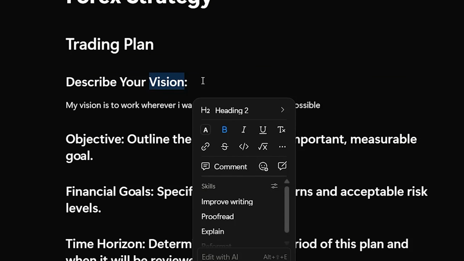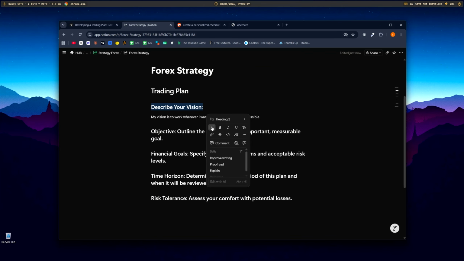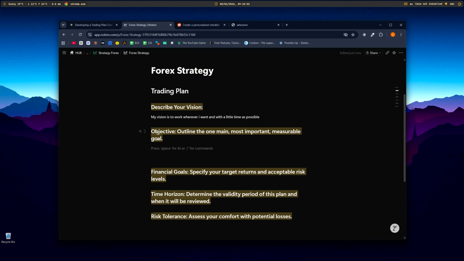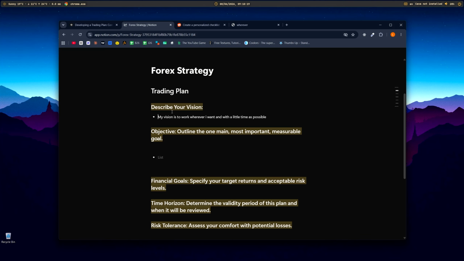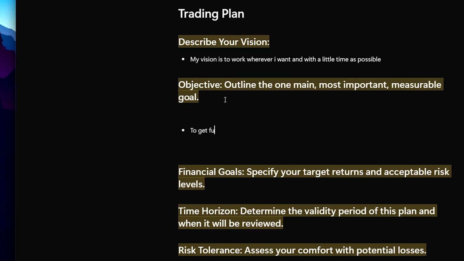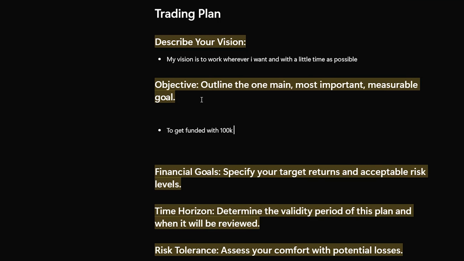How do you make it bold? Okay, bold. It doesn't work, right? So let's, okay. Good. Objective: outline the one main, most important measurable goal. I think what he's saying is the goal that once you reach it, you will be good. So I think the most important goal as of now is to get funded with 100k from FTMO.